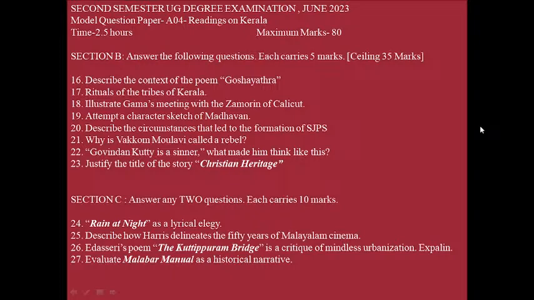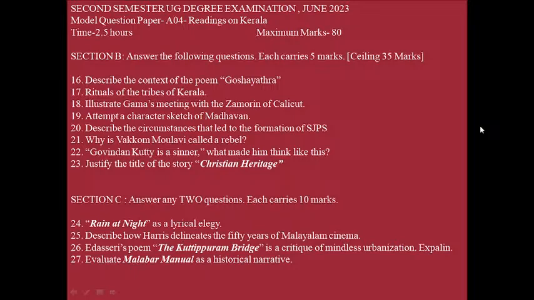Now we have the essay questions. Remember, in section C, we have 4 essay questions. Please answer only 2, and answering 2 is a must, right? For an essay question, you can write maybe 2 to 2.5 pages maximum, a maximum of 250 words, that is, 2 and a half pages. Okay, so the first question is Rain at Night. Section C, answer any 2 questions, each carries 10 marks.